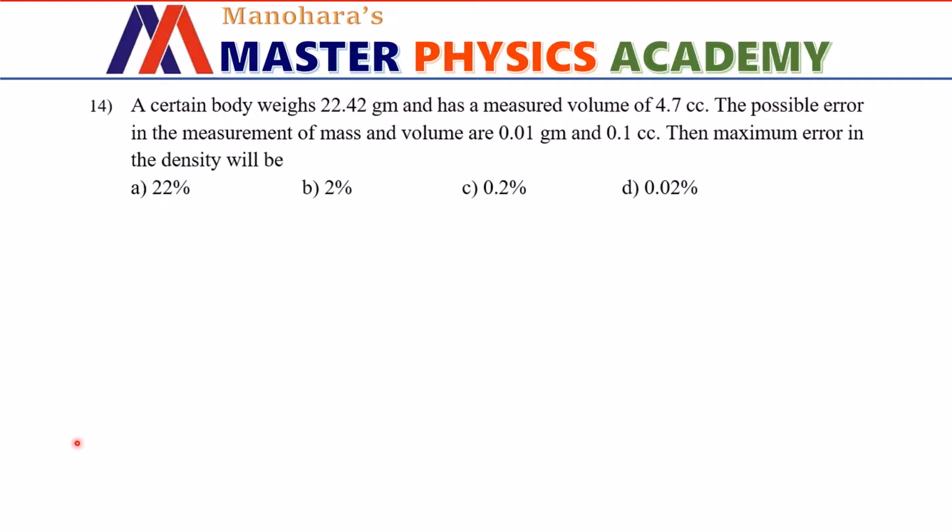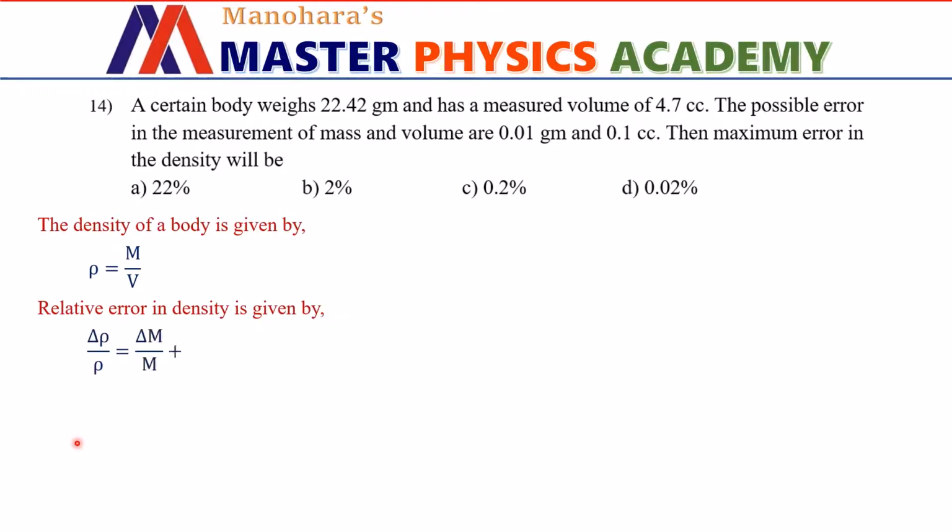A certain body weighs 22.42 grams and has a measured volume of 4.7 cc. The possible errors in the measurement of mass and volume are 0.01 gram and 0.1 cc. Then the maximum error in the density will be. We all know that density is given by mass divided by volume. Therefore, relative error in density is 1 times relative error in mass plus 1 times relative error in volume. So, we can multiply by 100 to get the percentage error in density.